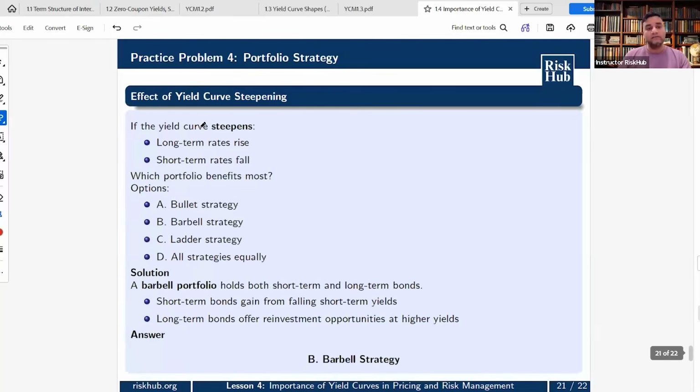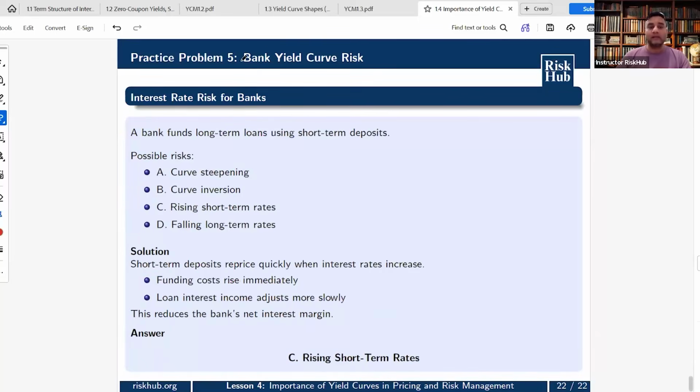And then we have the effect of yield curve steepening. If the yield curve steepens, long-term rates rise and short-term rates fall, which portfolio benefits most, right? The explanation is given for the barbell portfolio and why; the whole explanation is given, you can read that. Then we have bank yield curve risk, interest rate risk for banks. A bank funds long-term loans using short-term deposits. What are the possible risks? What is the solution? Rising short-term rates, how does it affect the bank, what's the logic? It's all given here, right?